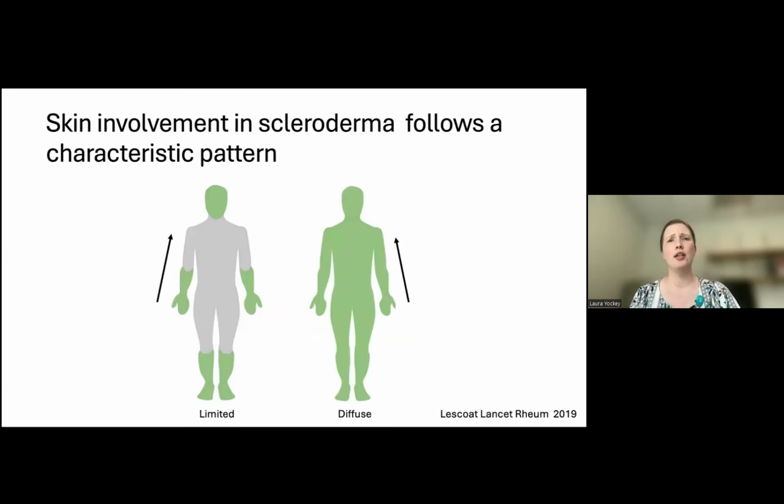And then the skin involvement follows a particular pattern. Not all skin thickening would necessarily make us concerned for scleroderma. Usually patients can have limited disease, where the face and then limbs distal to the elbows and knees can be involved, or it can be diffuse, where it can involve the upper limbs, the chest, the abdomen as well. And I'll talk a bit about why it's important to distinguish these two.